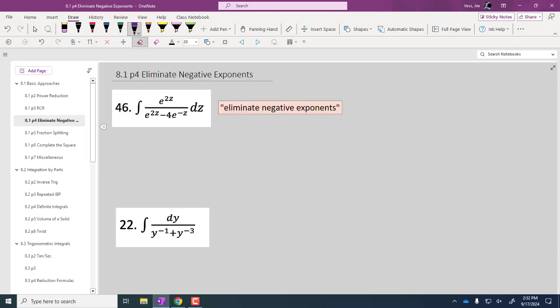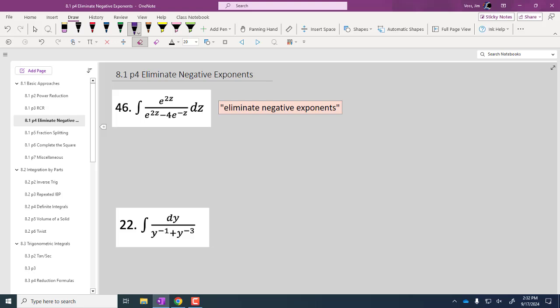All right, here's another random thing that is helpful. If you see negative exponents, this technique is called eliminate negative exponents. So if we see negative exponents within the integrand somewhere, before we try to do substitution, before we try anything else, step 1 is let's make the exponents positive. Let's get rid of the negative exponents.